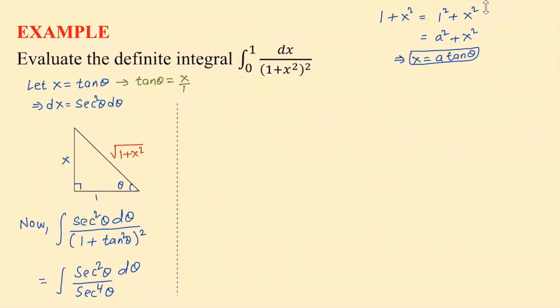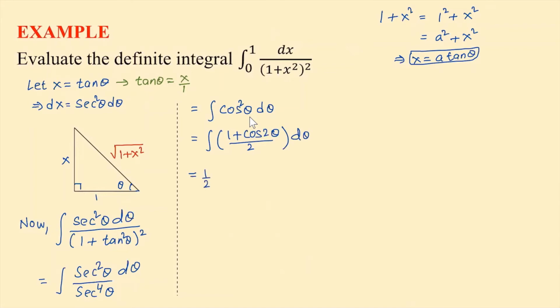So this will be equal to the integration of secant squared theta divided by secant raised to 4 theta, which is 1 over secant squared theta, or that is cosine squared theta d theta. In order to integrate cosine squared theta, we use the half angle formula, which is cosine squared theta is (1 plus cosine 2 theta) over 2 d theta.